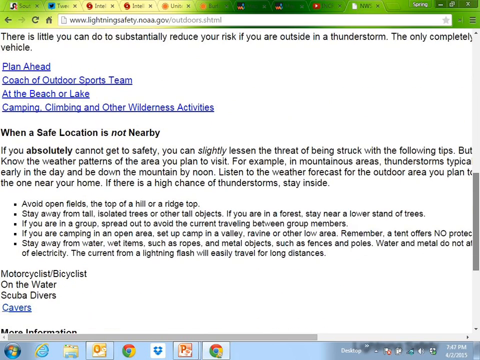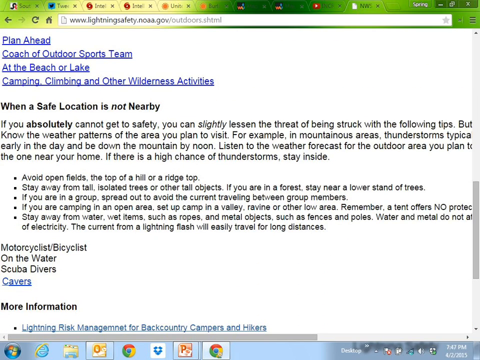Avoid open fields, tops of hills. Stay away from tall, isolated trees. I like number 3. If you're in a group, spread out to avoid the current. Because you know, like cows, they say cows in a huddle can fry all at once, right? So basically that one scene in Field of Dreams when he's on his knees crying in the middle of the field is a really, really dangerous thing that he was doing. Probably.